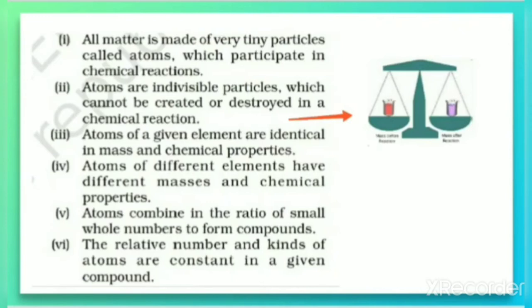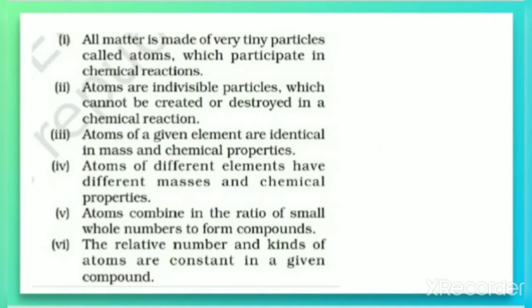Next point: atoms of a given element are identical in mass and chemical properties. That means if we take atoms of the same element, like hydrogen, all the hydrogen atoms are identical in mass and in chemical properties. But when you take atoms of different elements, that is the fourth point, atoms of different elements have different mass and chemical properties.